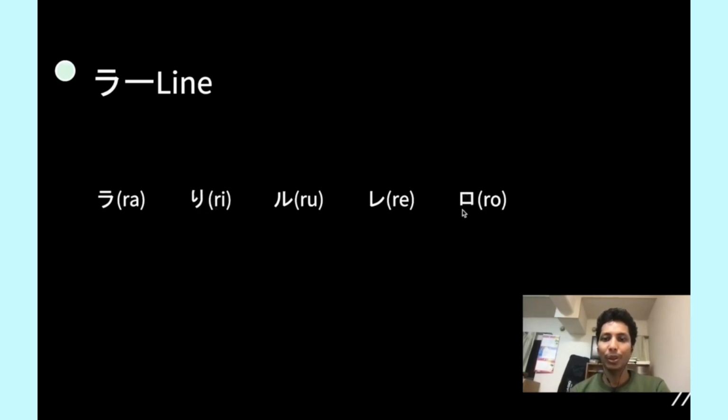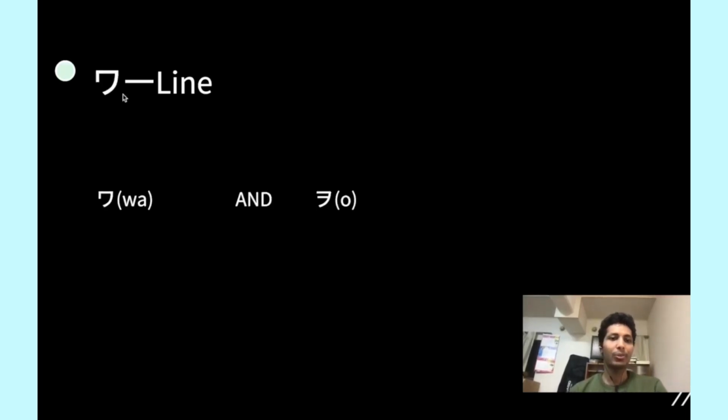And ro, just remember o. So o is a circle, right? So you are changing this circle to a square. This is ro. Okay, this is wa line.